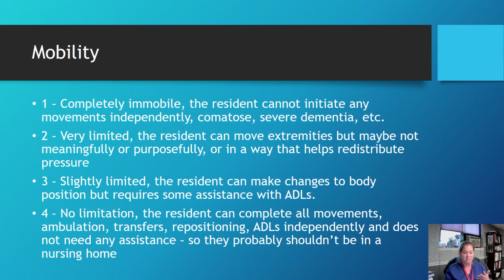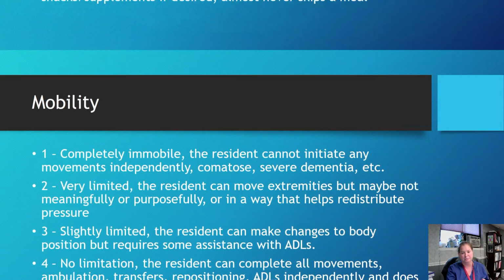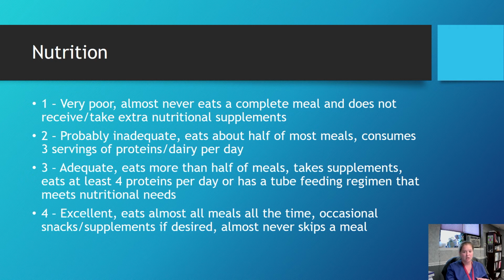And then no limitation is that the resident completes all movements, ambulation, transfers, repositioning, ADLs independently, and does not need nursing assistance. So they probably shouldn't be in a nursing home. So you're really not ever, until the point that someone's ready to discharge and go home, going to get a no limitations mobility score.